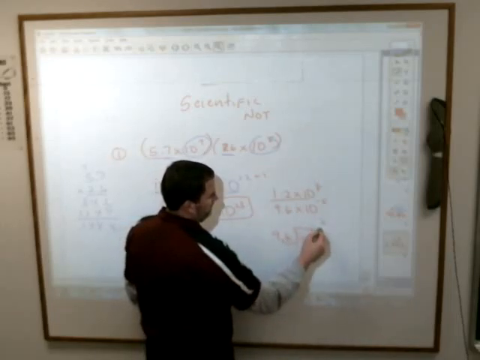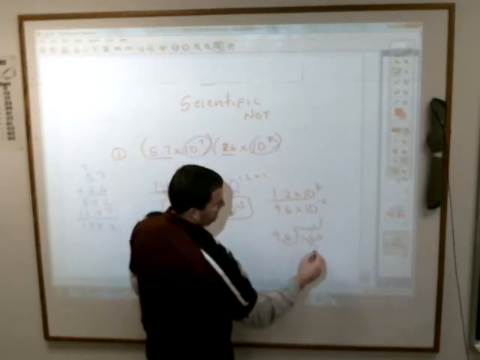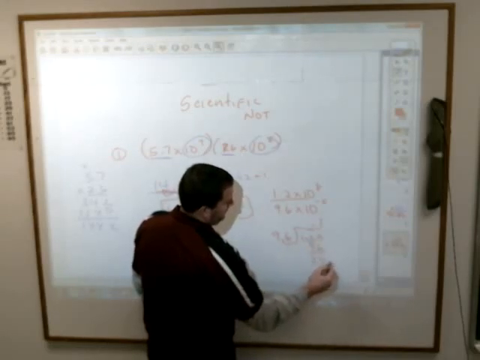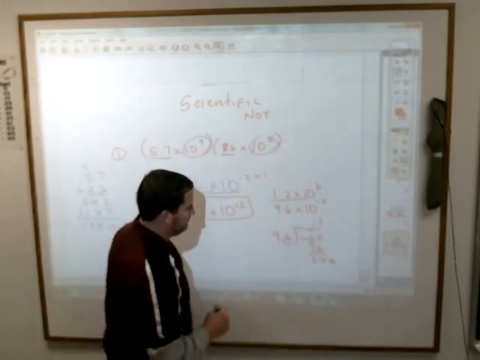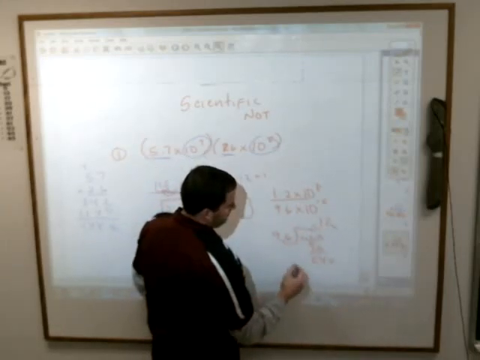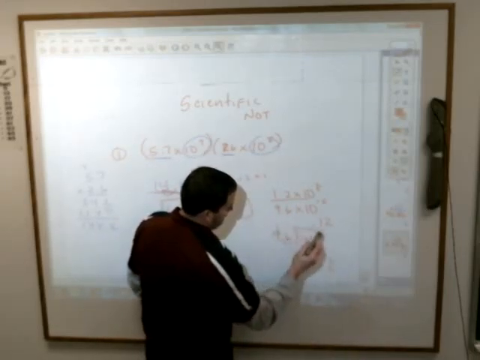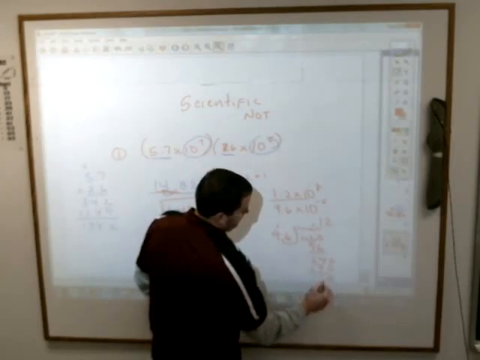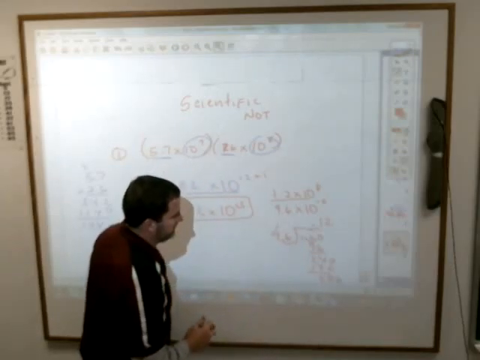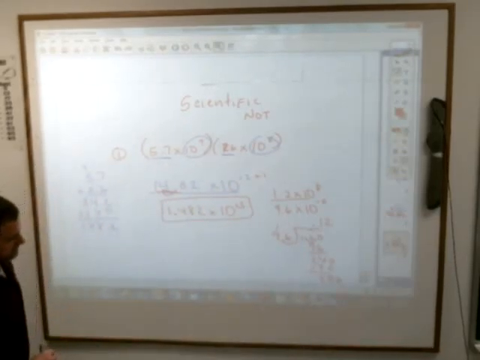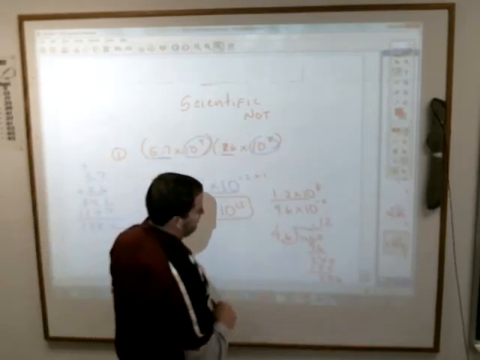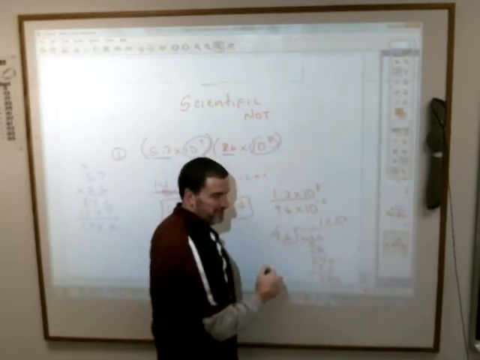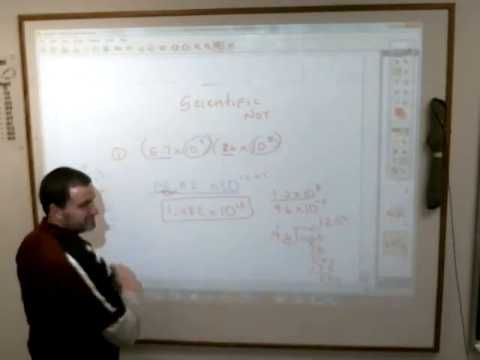9.6 goes into 120 once, which is 96. Who picked this problem? 11, 240. Does 96 go into 240? Twice. Don't give up on it yet. 192. I get 48, 0, 480. How many times does 96 go into 480? Exactly 5 times, thank you very much. Oh, it actually worked out.